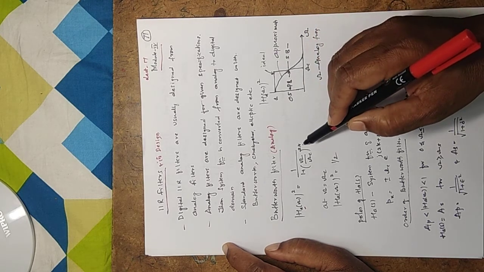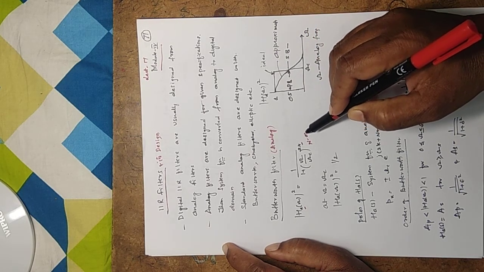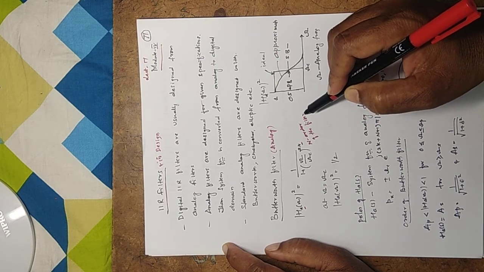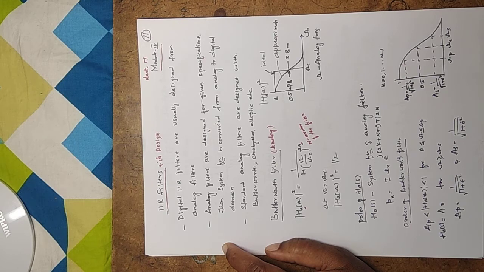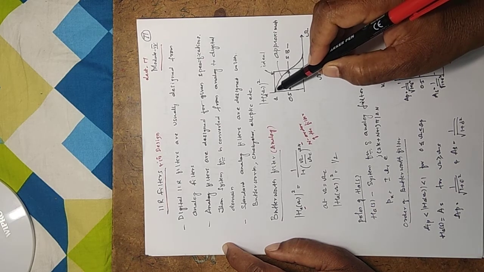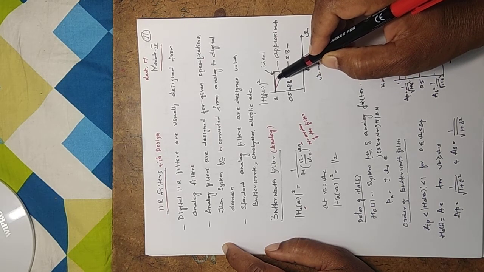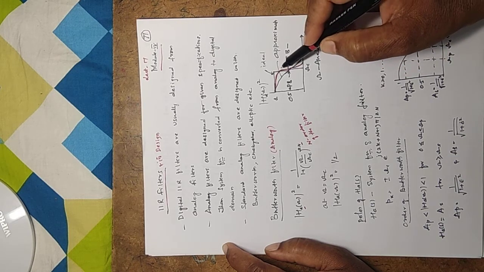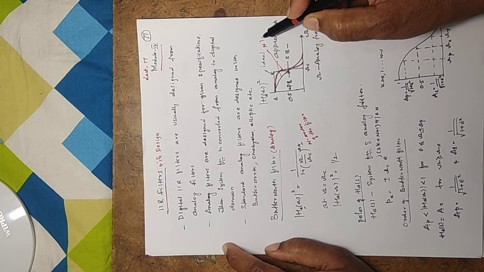Here n is the order of the filter. You can design it for the order 1, 2, 3, 4, 5, 6. As n increases, this will approximate the ideal. This is for n large.